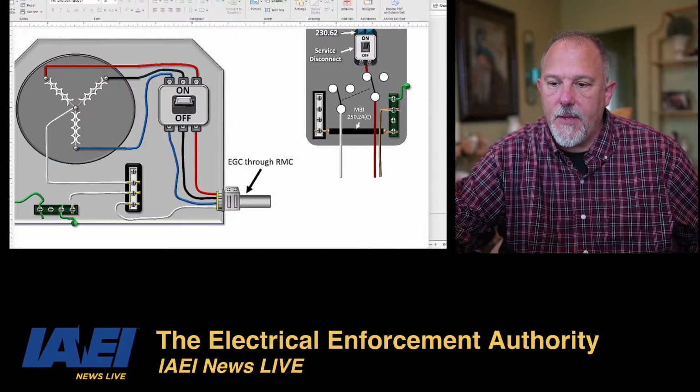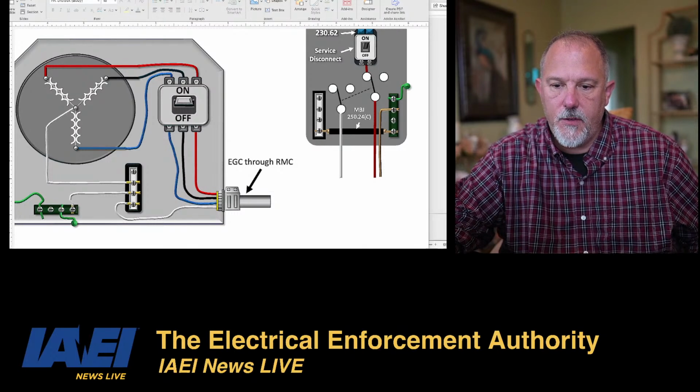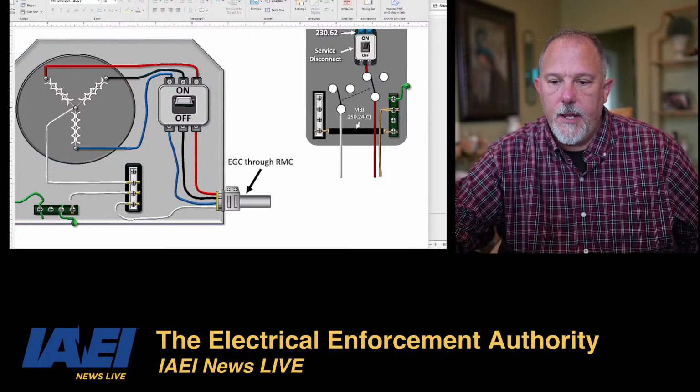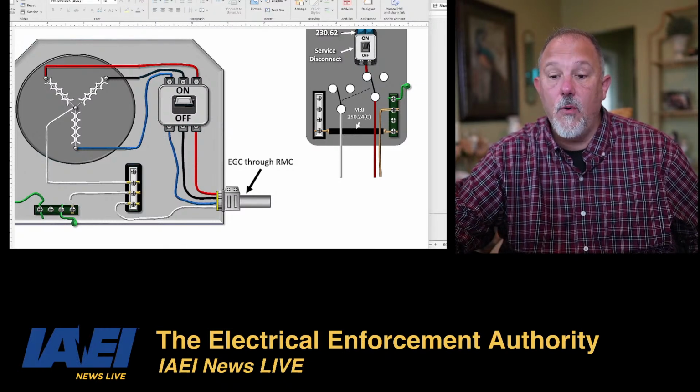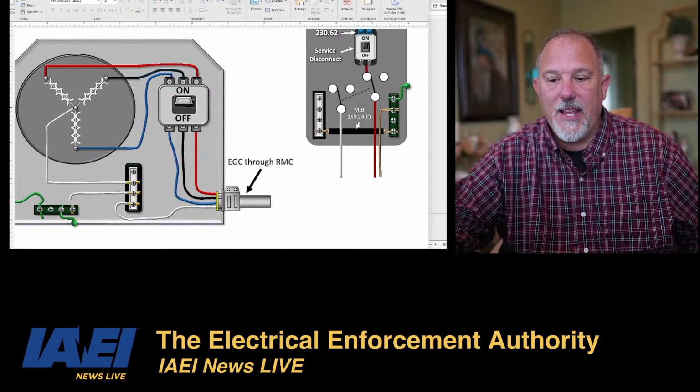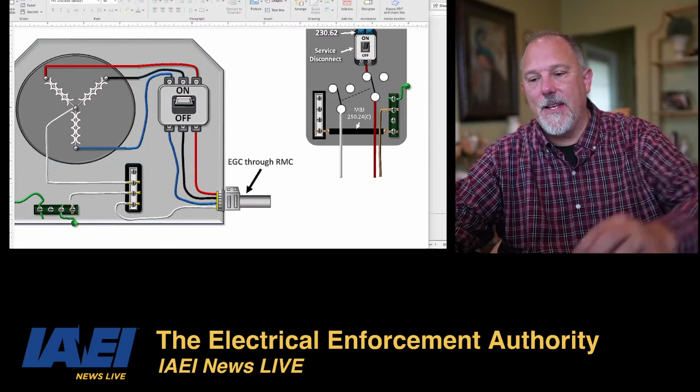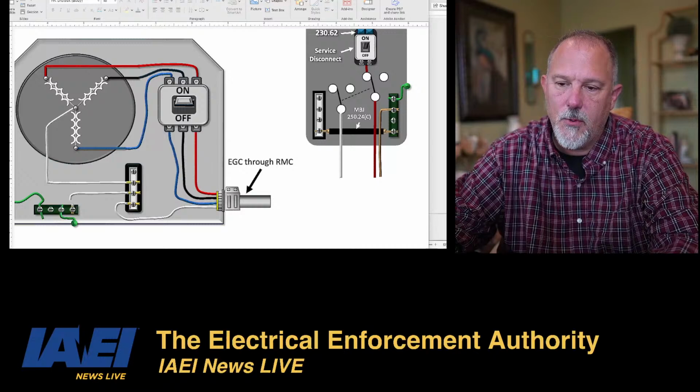250.30, the informational note under 250.30 might be interesting. 250.30. An alternate AC power source, such as an on-site generator, is not a separately derived system if the grounded conductor... There we go. A very good point.